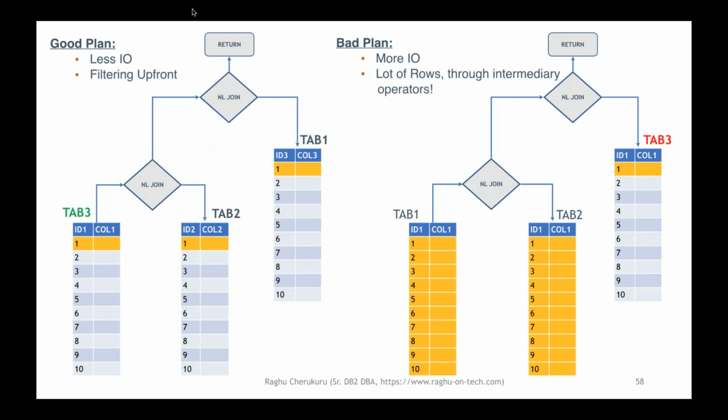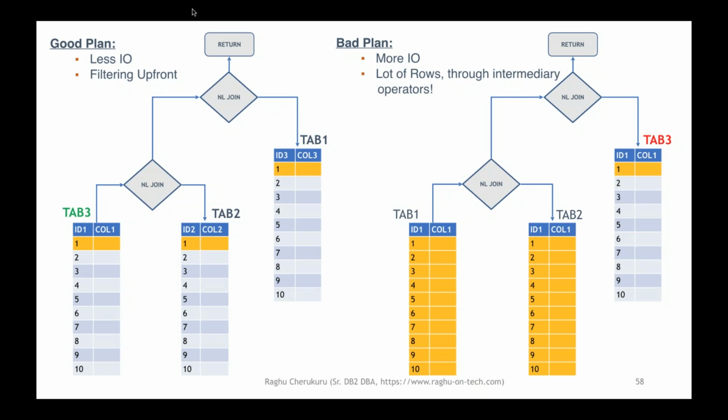A good plan will do a lot less I/O, a lot of filtering up front. It looked up the index on ID equal to 1, and then joined that with a nested loop, and then took that intermediary result set and joined it to table 1, and returned the result set to the user. With the bad plan though, see, usually DB2 would never do this.